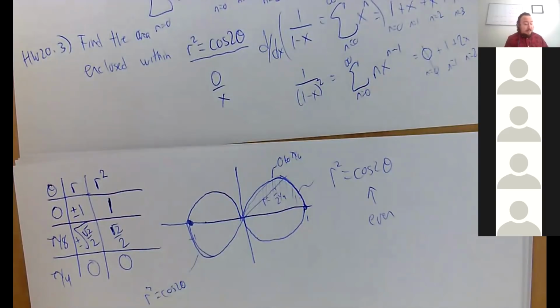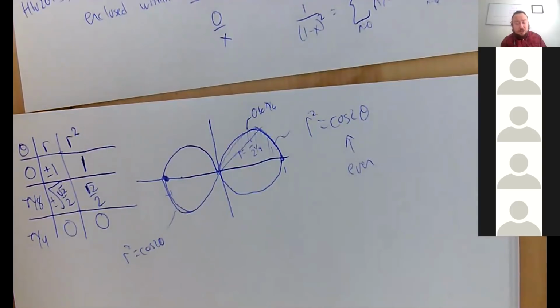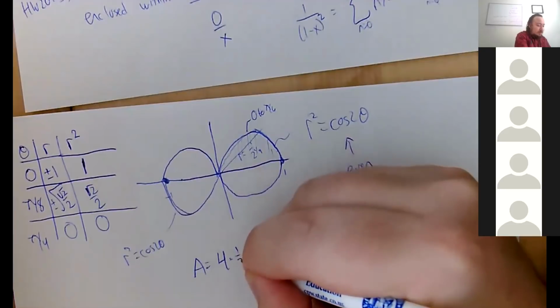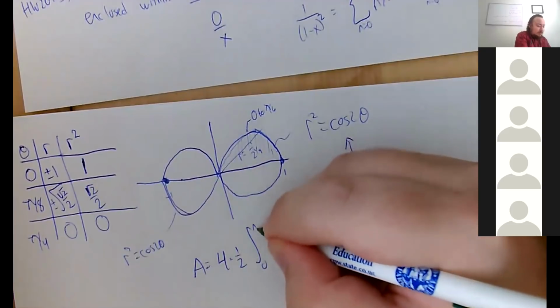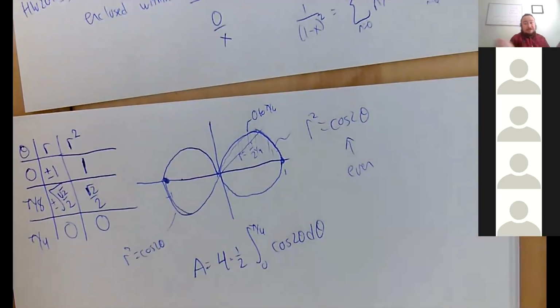4, that's right. So that lets me set up my integral here. And this would be very hard to determine. There's actually probably no way I would have seen to do 4 times 1/2 the integral from 0 to pi over 4 of cosine of 2 theta if I didn't draw this picture. So like I said, drawing the picture is essential for this.